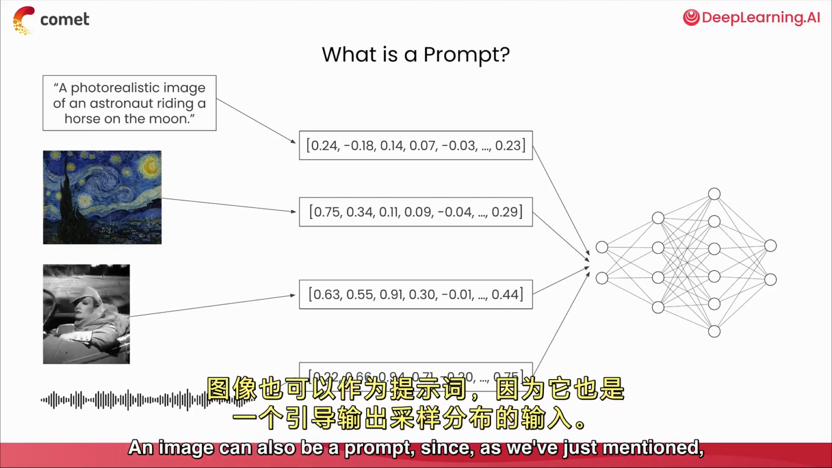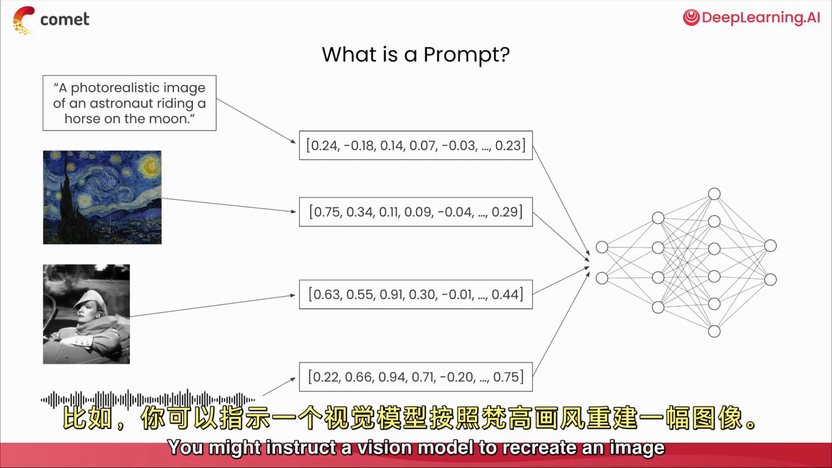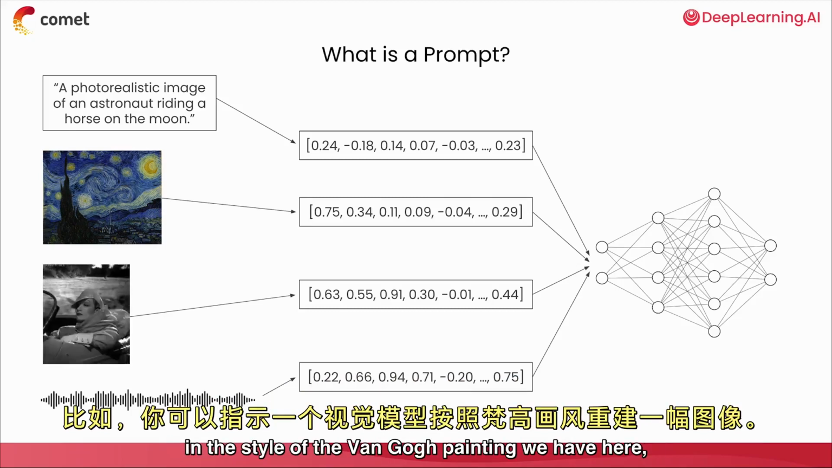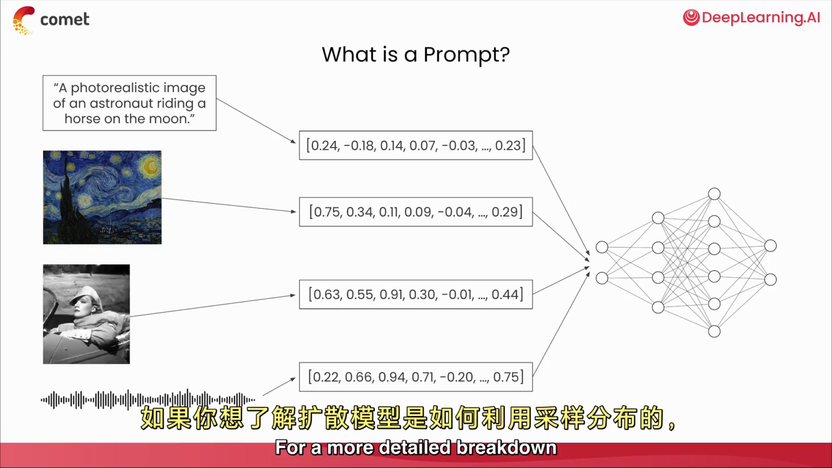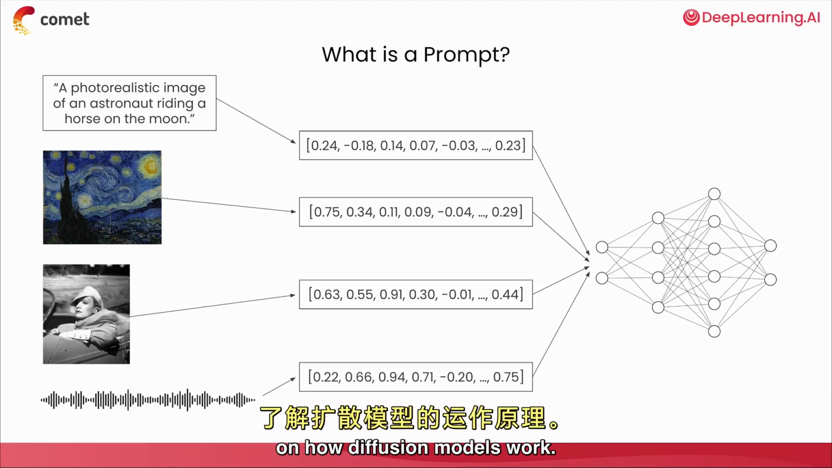An image can also be a prompt, since, as we've just mentioned, a prompt is just an input that guides the sampling distribution of the output. You might instruct a vision model to recreate an image in the style of the Van Gogh painting we have here, for example. For a more detailed breakdown of how diffusion models use sampling distributions, check out Sharon Zhou's fantastic short course on how diffusion models work.